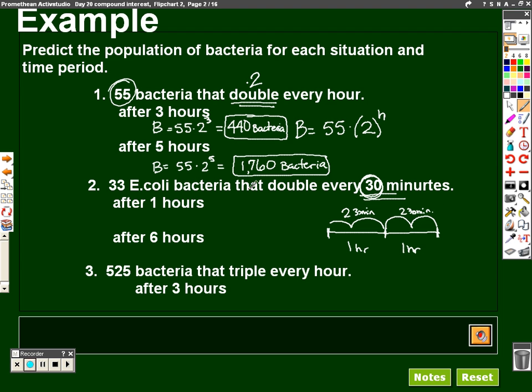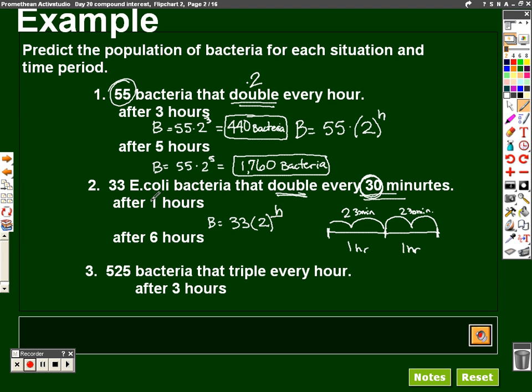So this is saying that I start with 33, but then I double every 30 minutes. So what I need to put up here is actually the number of... no. Let me see how to explain this. Okay, I'm going to put hours up here.